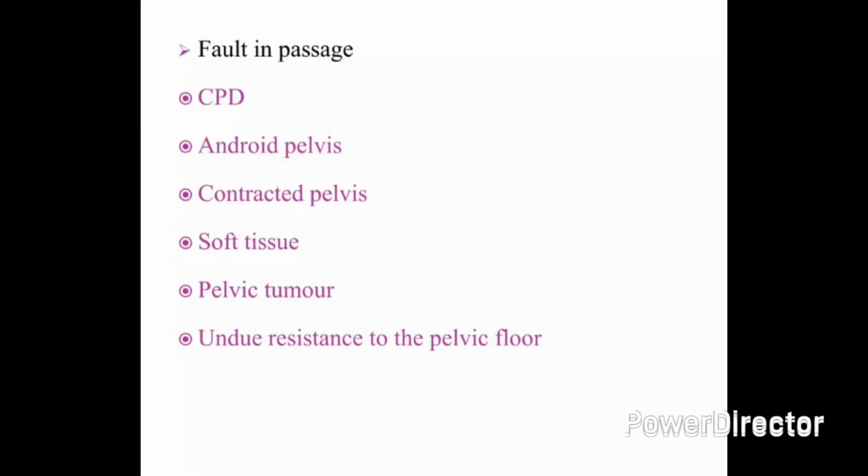Coming to fault in passage, there is cephalopelvic disproportion, meaning android pelvis or contracted pelvis, and soft tissue problems such as a pelvic tumor. There may be a tumor in the pelvis and undue resistance of the pelvic floor. These are all the causes of fault in passage.